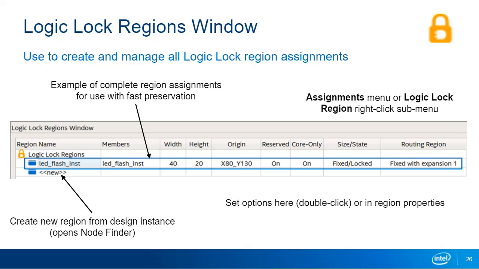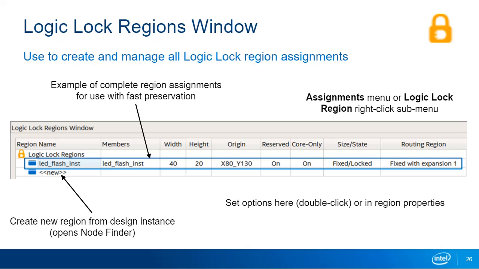Double-clicking Unassigned opens the Node Finder, allowing you to select the logic to assign to the newly created region. Non-rectangular regions, indicated with custom shape in the width, height, and origin columns, are created by selecting multiple adjacent regions, right-clicking, and selecting to merge the regions together.